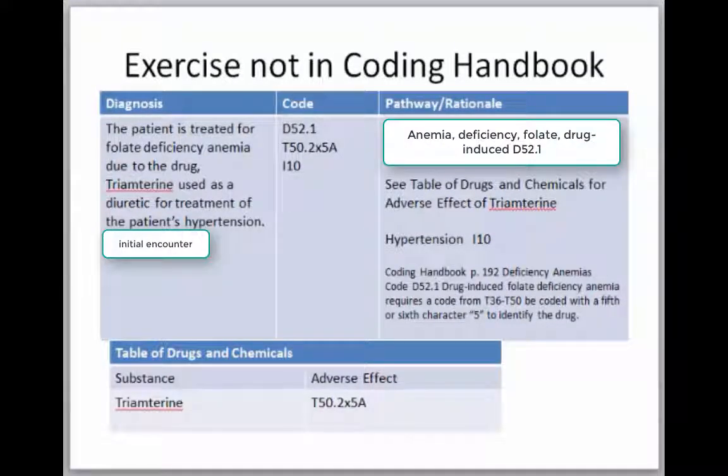Here's an exercise not in the coding handbook. As you know, I like to give you some of these so that you have additional information that helps you use the code book in a different way, perhaps, than the coding handbook has. In this diagnosis, the patient is treated for folate deficiency due to triamterene, and triamterene is used as a diuretic for the treatment of hypertension. So you're going to have to code the anemia, the T code for that drug, adverse effect of that drug, and the patient's hypertension. And I take you here through some of the rationale, the pathway.